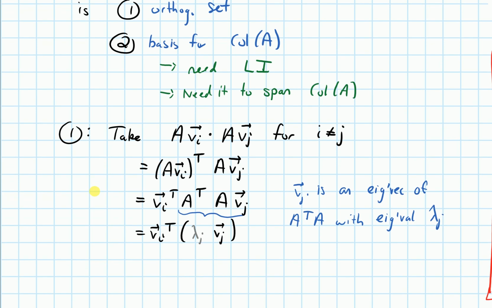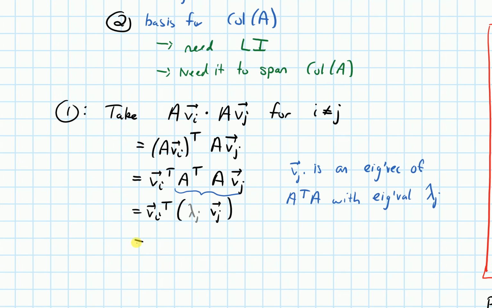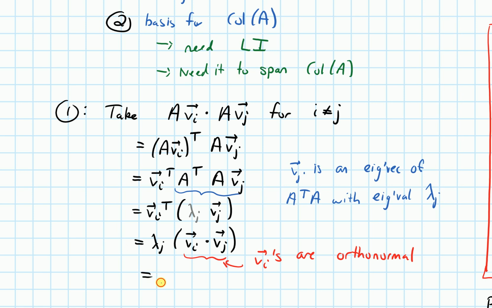And then lambda j is a constant, so we can move that to the front. So we get lambda j coming to the front, multiplying Vi transpose times Vj, which will be Vi dotted with Vj. And we know what Vi dotted with Vj is. We already know that the Vi's are orthogonal. In fact, we know that they're orthonormal. So we know that dot product is going to be 0. So overall, we have that this whole thing is 0.